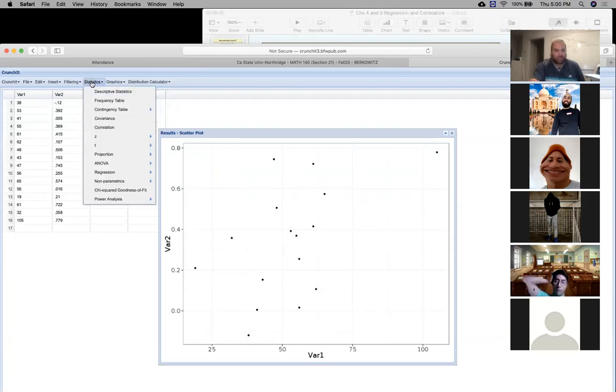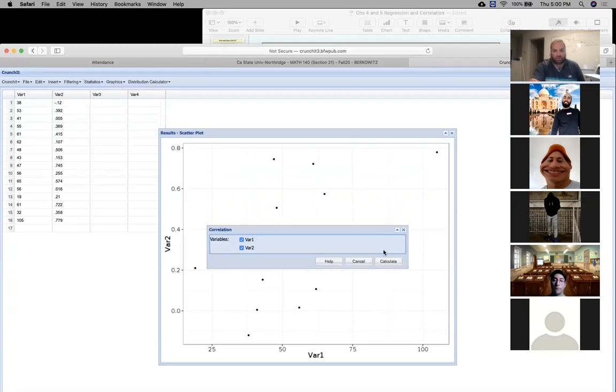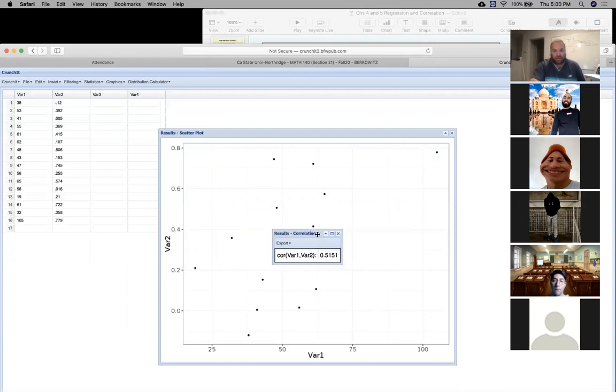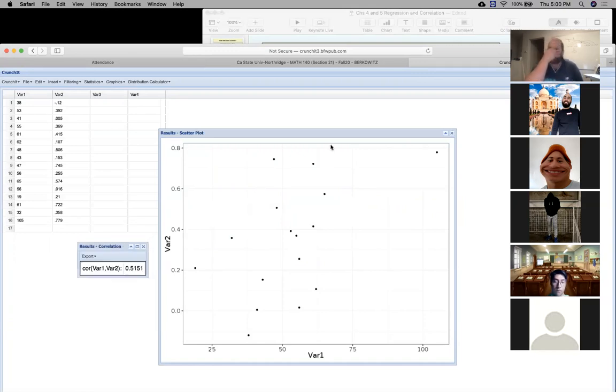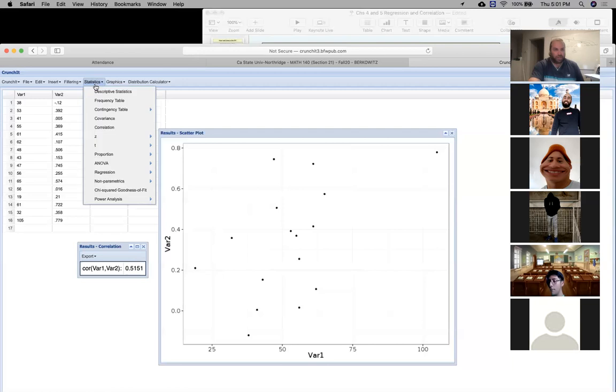So let's go to statistics. This time, first let's look at the correlation. I'm curious what the correlation is. 0.5151 correlation. So what does 0.5151 tell us in terms of the strength of the linearity? It's moderate. Certainly not strong, but moderate. In fact, it's very close to weak. It does fall in the moderate realm, but remember, the cutoffs are not set in stone.